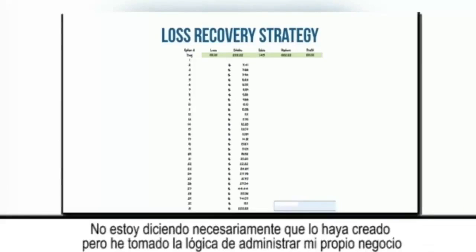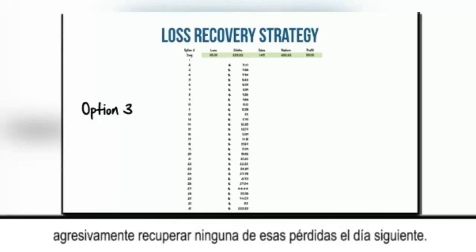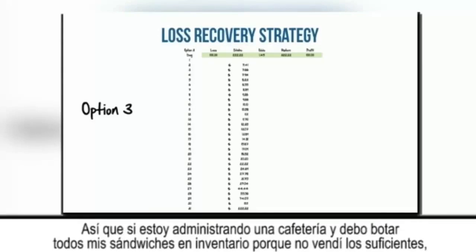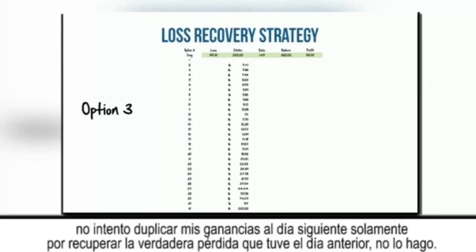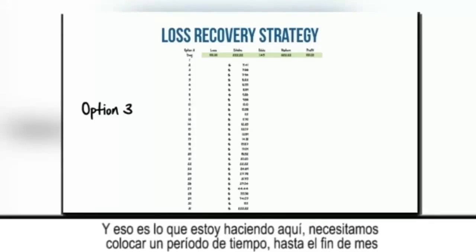I wouldn't say that I've necessarily created it, but I've just taken the logic from running my own business and running a normal business. And on a business day, when you have a loss, you don't try and aggressively recoup any losses the following day. So if I'm running a cafe and I have to throw out all my stock, sandwiches, etc., because I didn't sell enough, I don't try and double my profit the next day just to make up for the loss I had the previous day. No, I don't. I actually put a target into place, and I try and get that back over a period of time. And that's all I'm doing here.